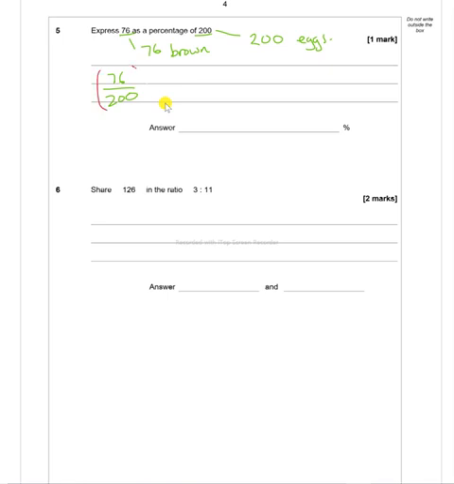That's the fraction. Right, and how do you turn a fraction or a decimal into a percentage? So it's 76 over 200 times 100. You always multiply by 100. And again, calculator paper, just throw it straight into your calculator. So it should be 38%.